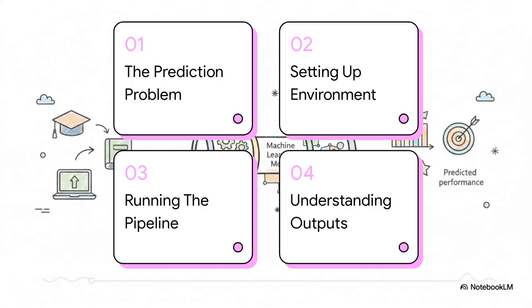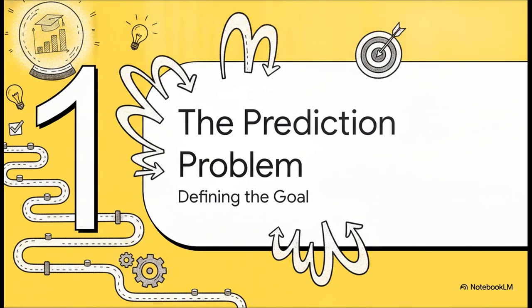Okay, let's dive right into our blueprint for today. We're going to cover: 1. The prediction problem, 2. Setting up the environment, 3. Running the pipeline, and 4. Understanding the outputs. Starting off with Section 1, the prediction problem.